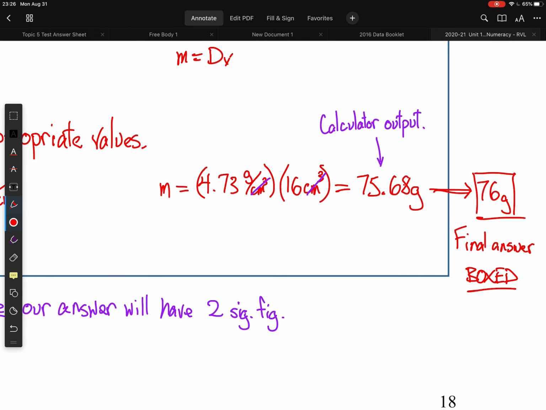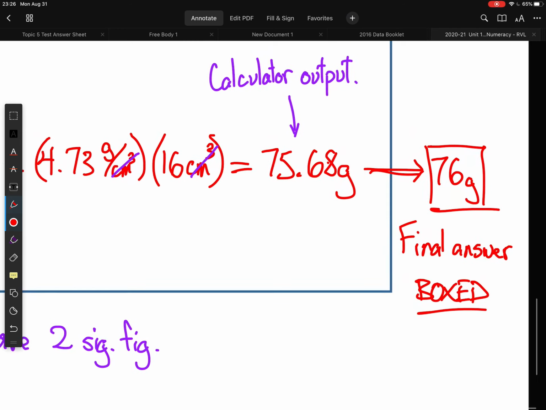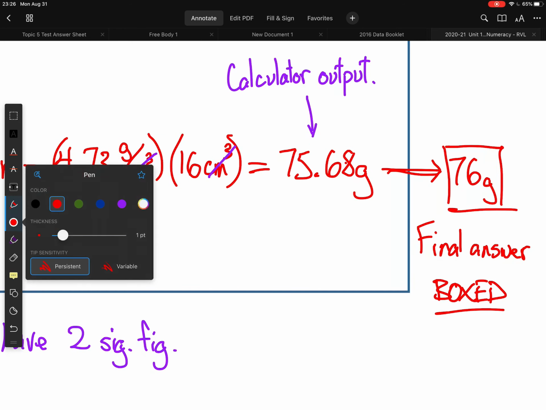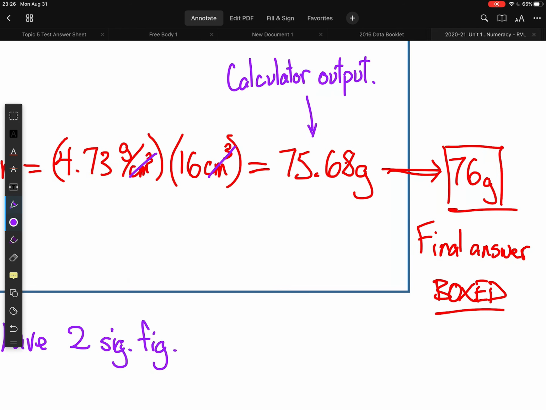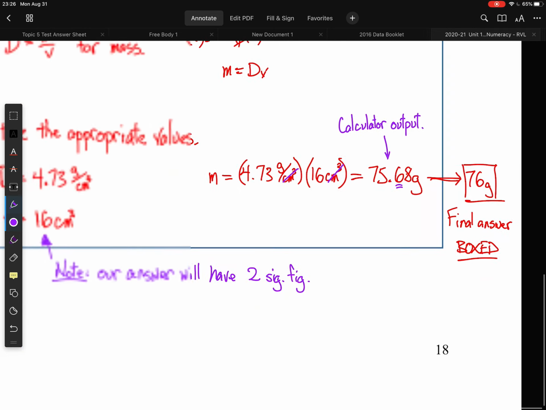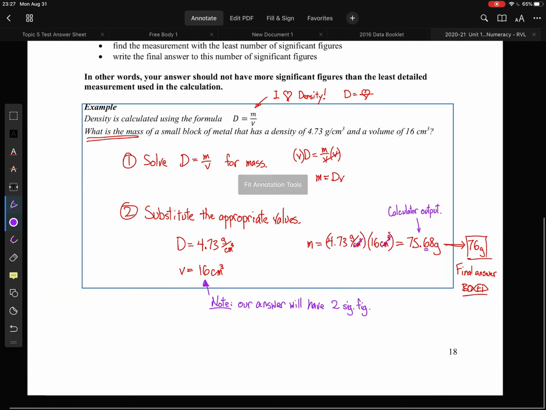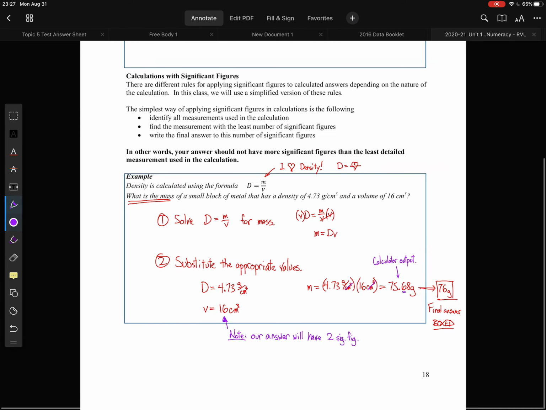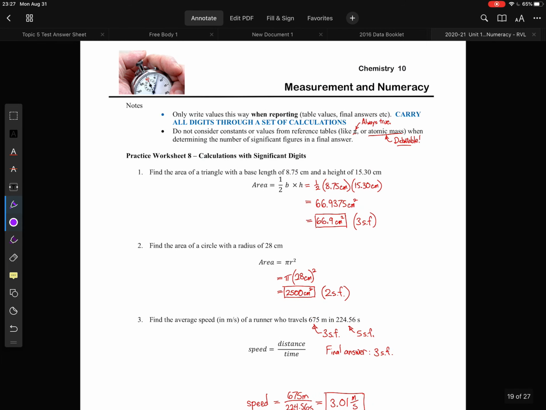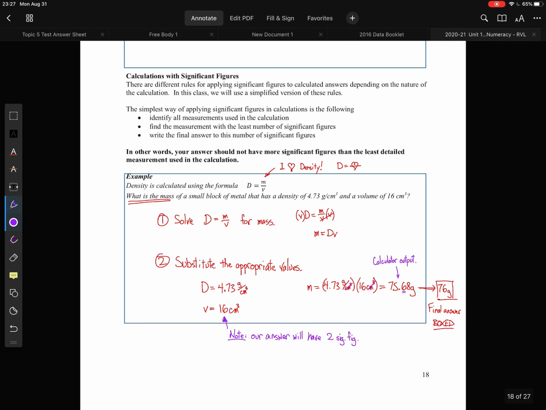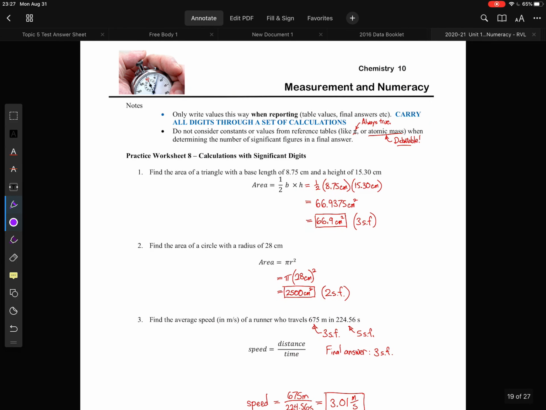Okay, so our calculator says we have 75.68 grams, but we will round it off to 2 significant figures because 6 is between 5 and 9. We will round it up to 76 grams. Also note that I boxed my final answer. This is a very good habit, especially if you have a tendency to be sloppy. Particularly true on exams, guys.